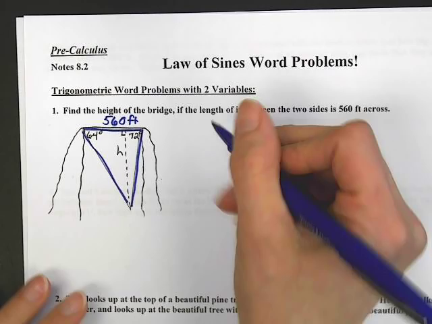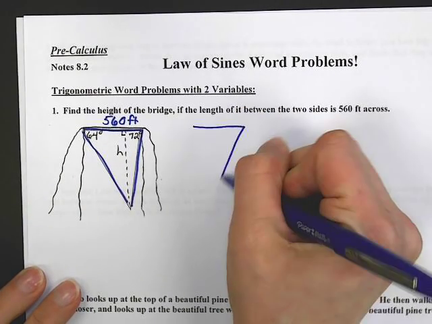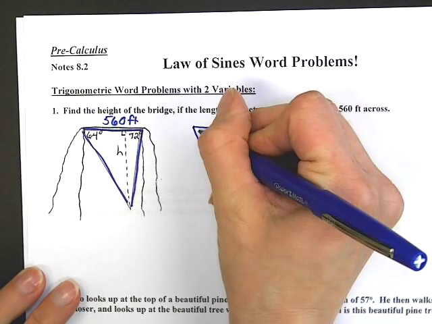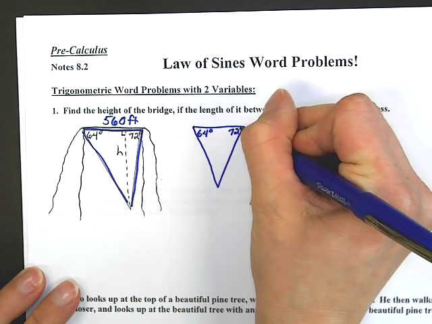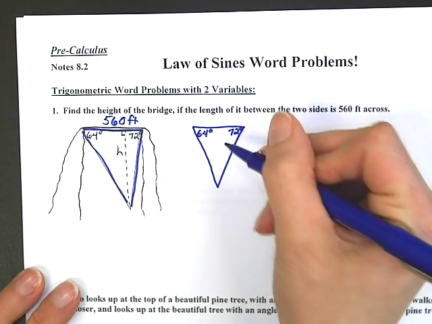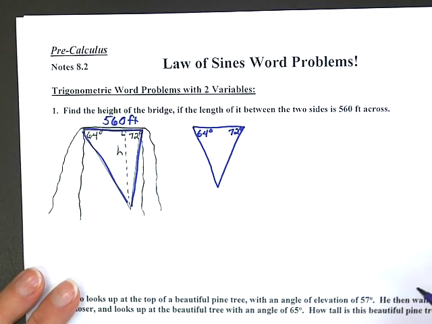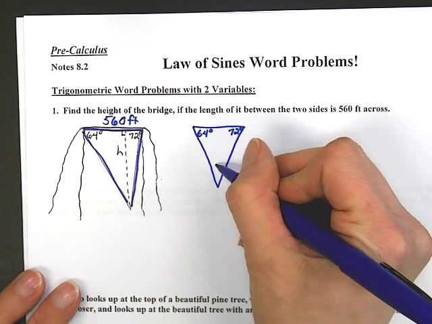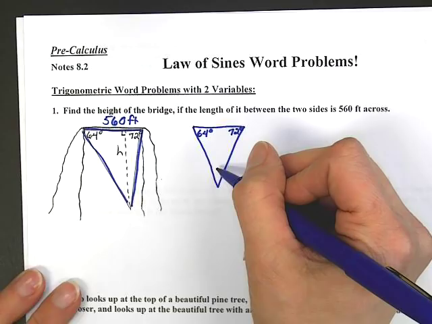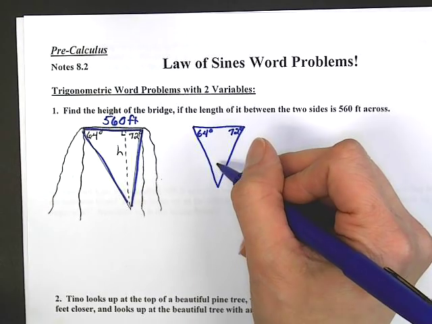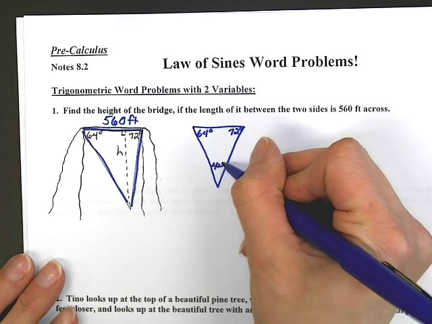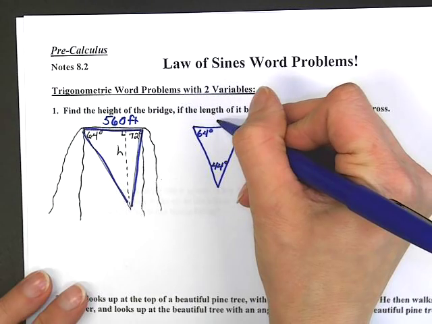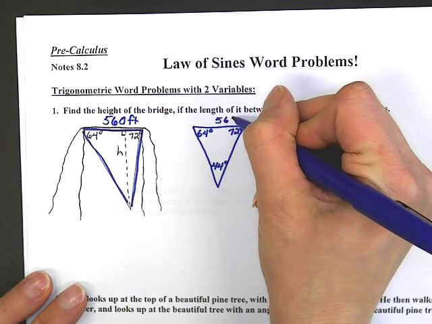Okay, so maybe what I'll do is just draw this picture over here for you. It is a triangle. It's not a right triangle. There's a 64-degree angle, a 72-degree angle. Okay, so if you know two angles, you can go ahead and find that third angle for me. Please do that. Okay, what'd you get? 44 degrees. Okay, and this side is 560.